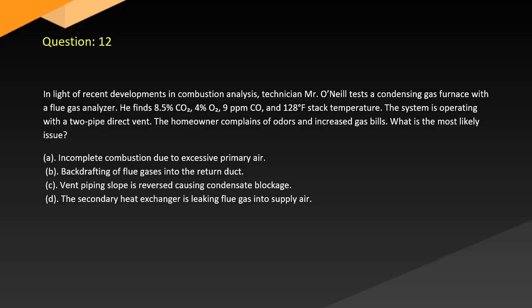A. Incomplete combustion due to excessive primary air. B. Backdrafting of flue gases into the return duct. C. Vent piping slope is reversed, causing condensate blockage. D. The secondary heat exchanger is leaking flue gas into supply air.